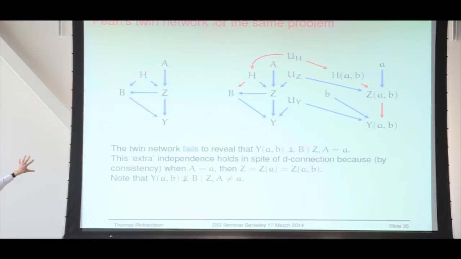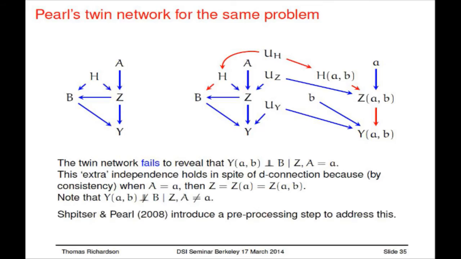This breaks down here because of these deterministic relations between A, Z, and Z of AB. So basically, if I know A and I know Z, then I know this variable over here. That's not explicitly represented in the graph, and that's why Pearl's inference from the presence of this path to concluding the independence didn't hold is not correct.